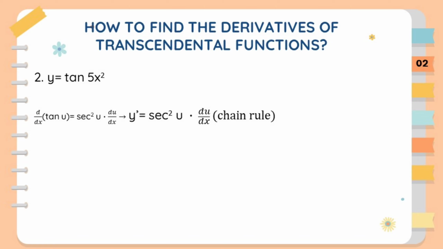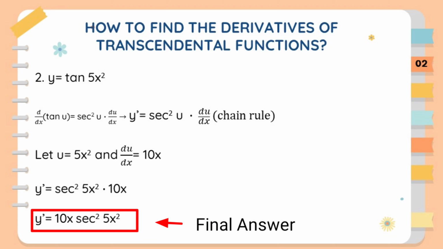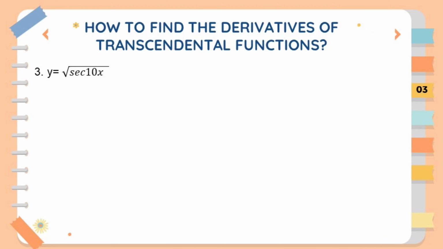If we're going to substitute it to the derivative formula, we have y prime is equal to secant squared 5x squared multiplied by 10x. Or we can rewrite it as y prime is equal to 10x secant squared 5x squared. So, this is our derivative function. Now, for problem number 3, we have y is equal to square root of secant 10x. Let's rewrite this into quantity of secant 10x raised to 1/2.